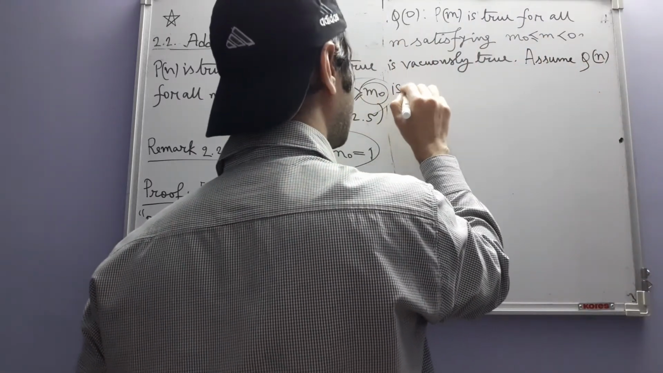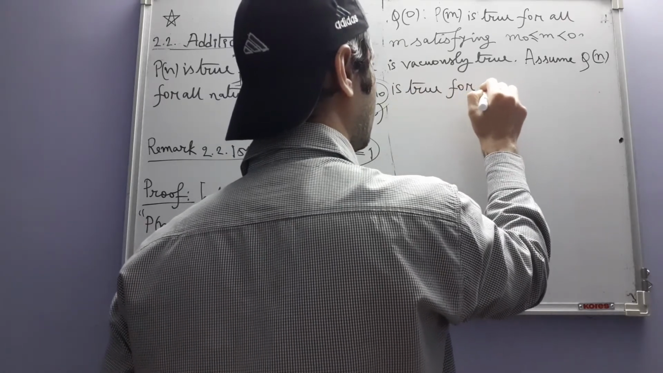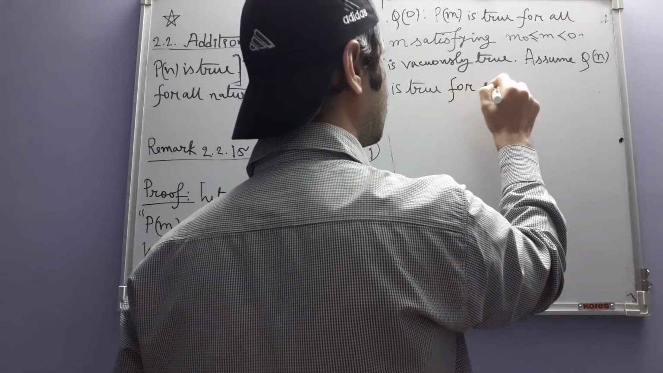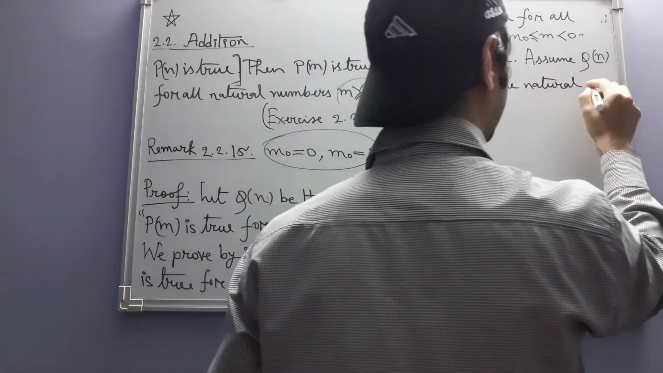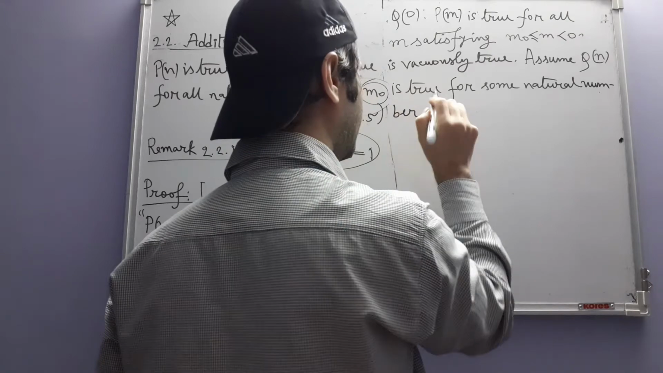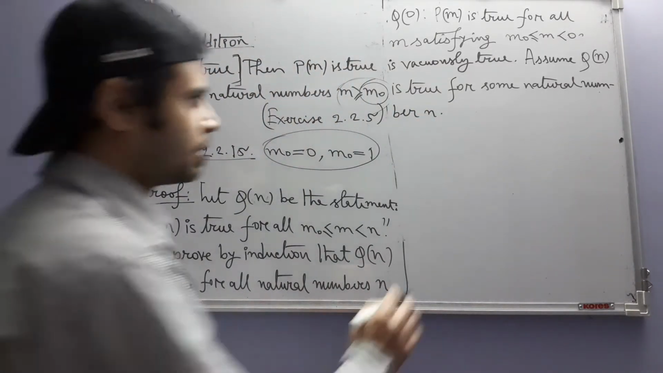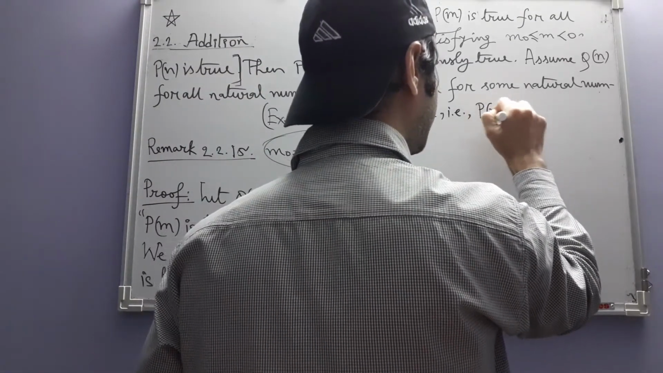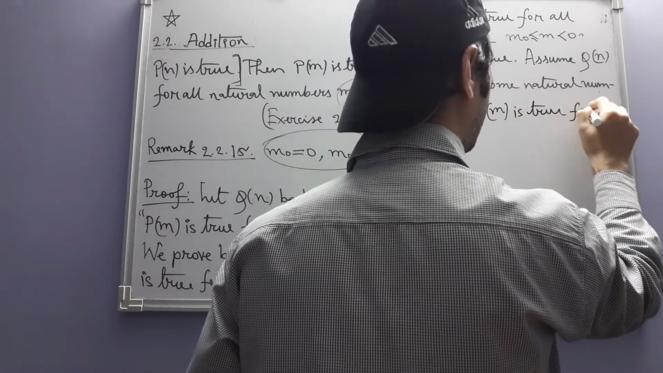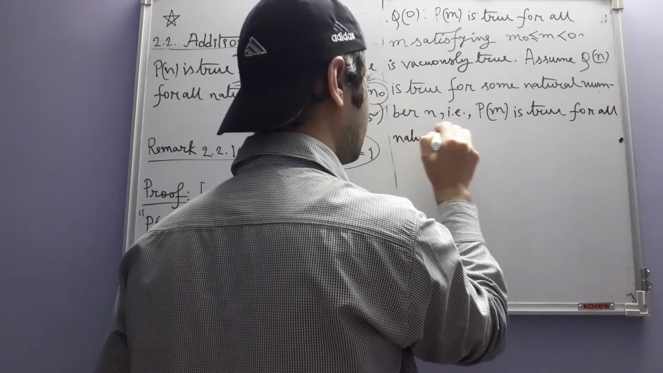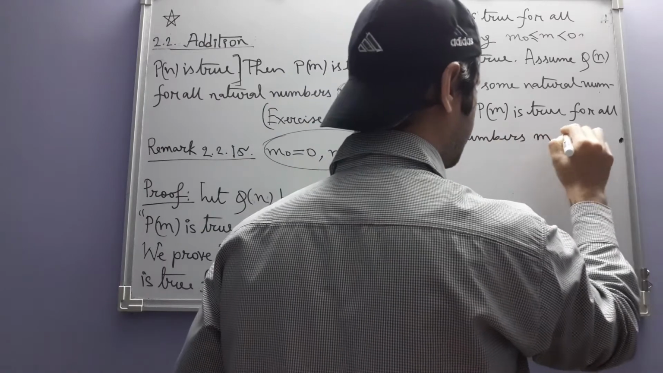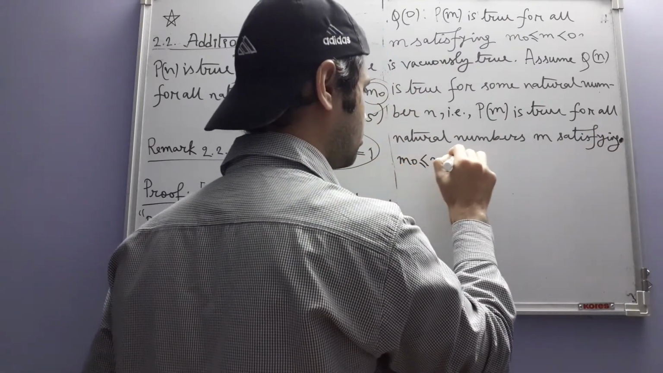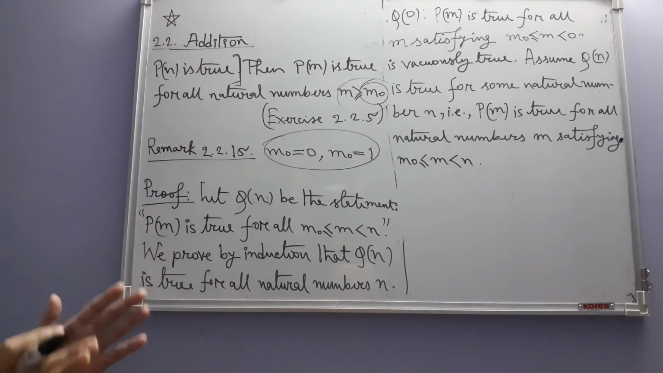Qn is true for some natural number n. Okay, so this is my induction hypothesis. That is, what does it mean? It means Pm is true for all natural numbers m satisfying this. This is what Qn being true means.